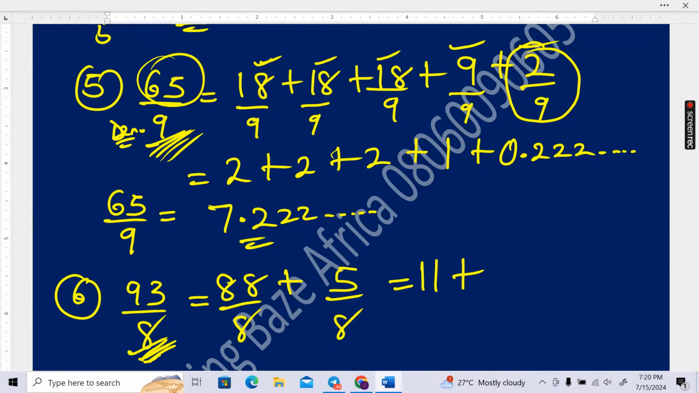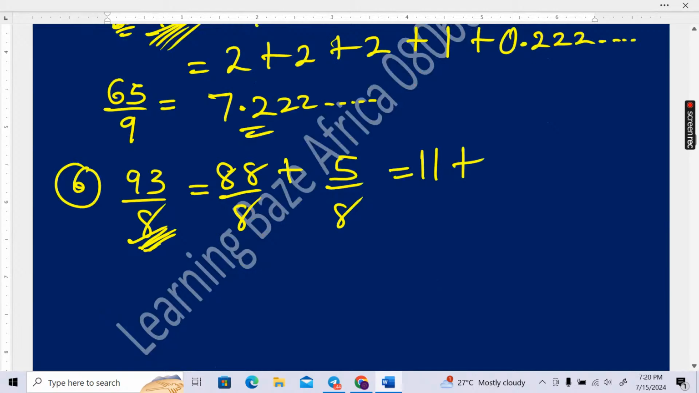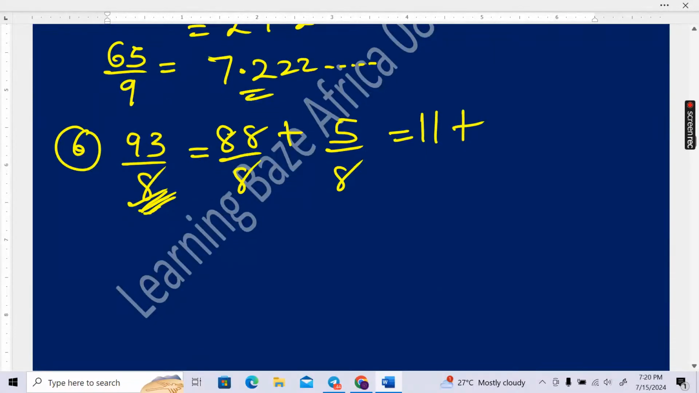What is 5 over 8 in decimal? Type your answer in the comment section. 1 over 8 in decimal is 0.125. So what is 5 over 8? That's multiplying 5 by 0.125. So what will be the answer?